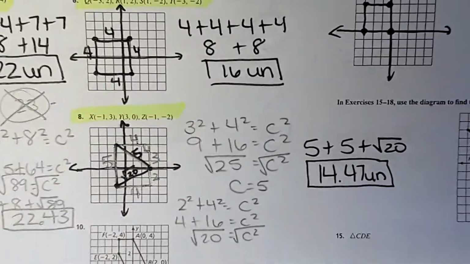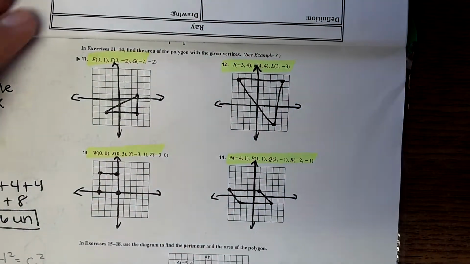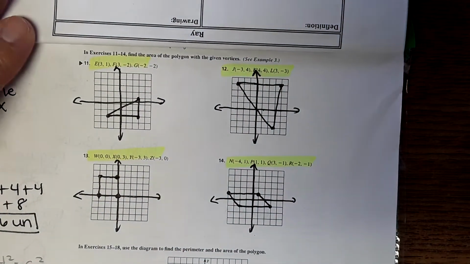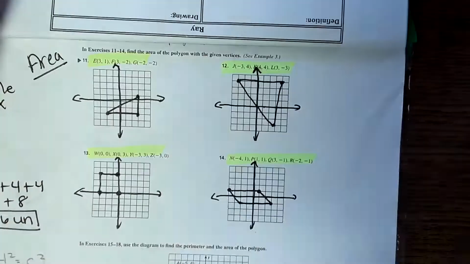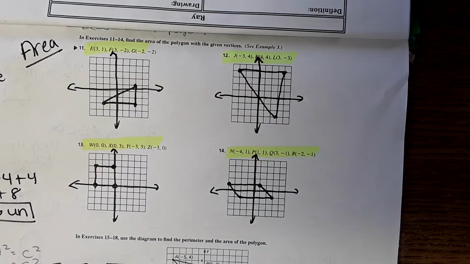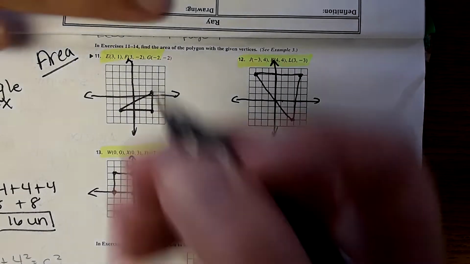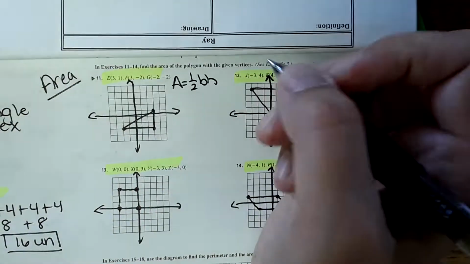Okay, now we're going to move over to area. Over here. So we're starting with, remember, area is space inside the shape. All of these we're going to be working with area. We're starting with a triangle here. Area of a triangle is 1/2 base times height.